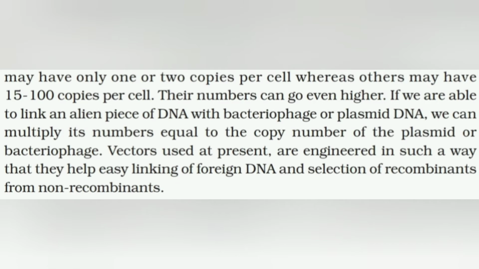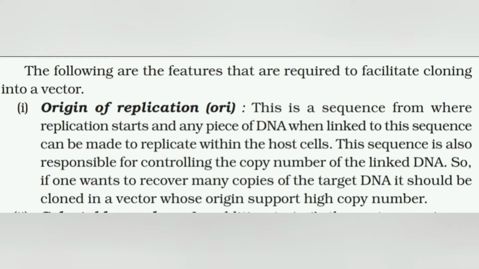If we are able to link an alien piece of DNA, that is the piece of DNA in which we are interested, with the bacteriophage or plasmid DNA, we can multiply its number equal to the copy number of the plasmid or bacteriophage. Vectors used at present are engineered in such a way that they help easy linking of foreign DNA and selection of recombinants from non-recombinants. The following are the features that are required to facilitate cloning into a vector.